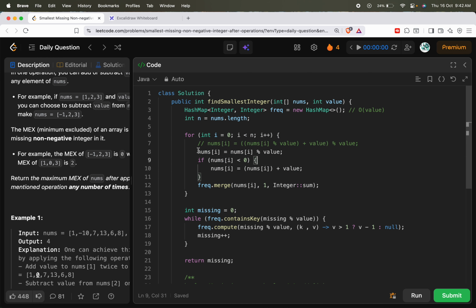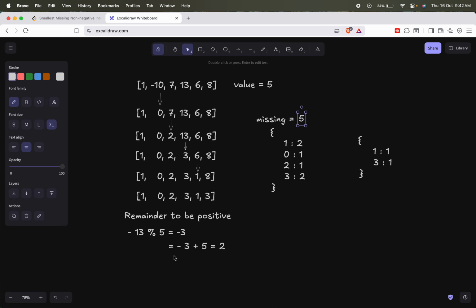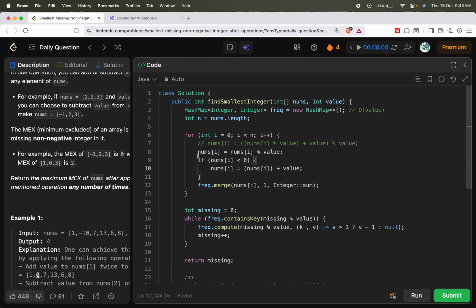Okay, so I told you, right, there is a possibility that the remainder can be negative. So in order to handle it, first I'm just calculating the remainder. If the remainder is less than 0, I'm just adding value to it so that this will become a positive value and it will lie between 0 to value minus 1. The same thing can also be done using this one line of code.